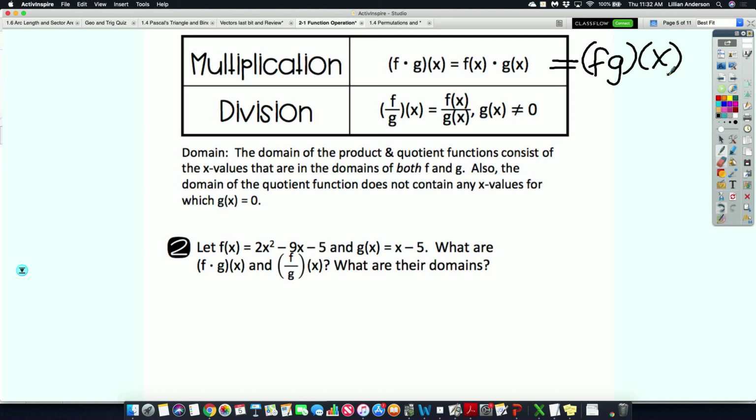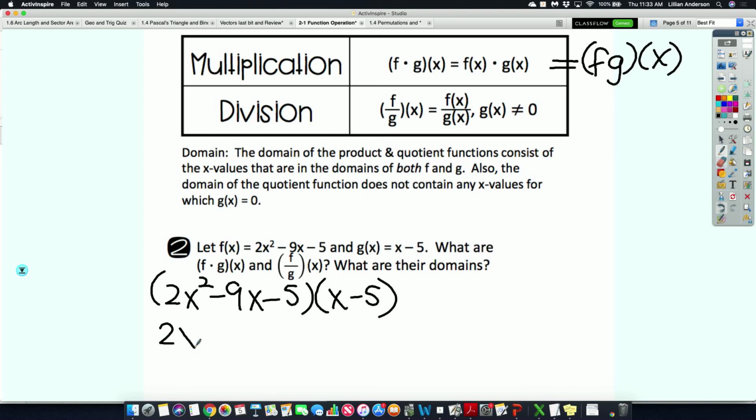Okay? So we have two functions: f of x is 2x squared minus 9x minus 5, and g of x is x minus 5. What is f times g of x? That means we're going to literally multiply these two functions together. Trinomial and binomial together. To multiply, I'm going to have to do some distribution. What's 2x squared times x? 2x cubed. What's x times negative 9x? Negative 9x squared. What's x times negative 5? Negative 5x.